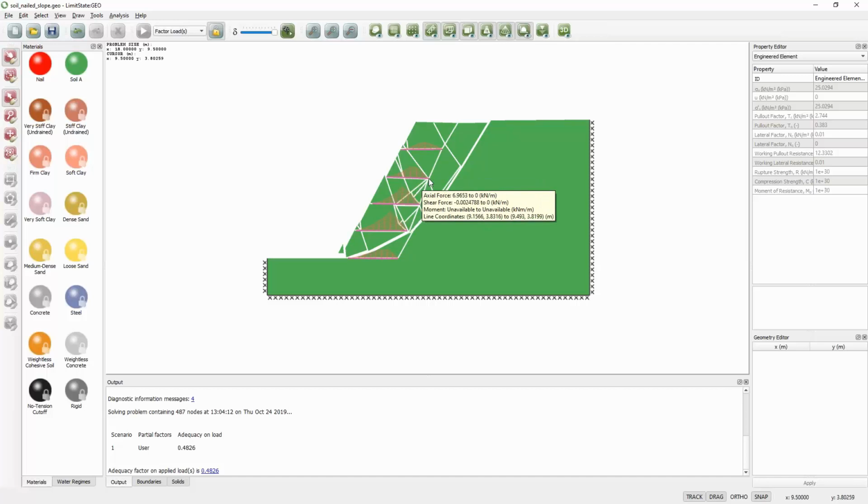So you can see that they are starting at 0 at one end, climbing, and then falling back to 0. And if you hover over any of those elements, it will tell you what the current axial force is there, the shear force, and the moment. In this particular case, because we're modeling rigid reinforcement, it doesn't actually calculate the moments, and that's why it says unavailable. But if we gave the nails an actual bending strength, then that would be calculated.